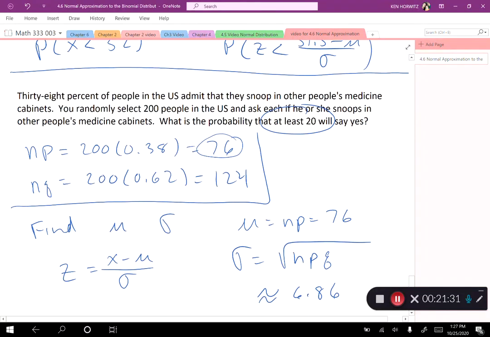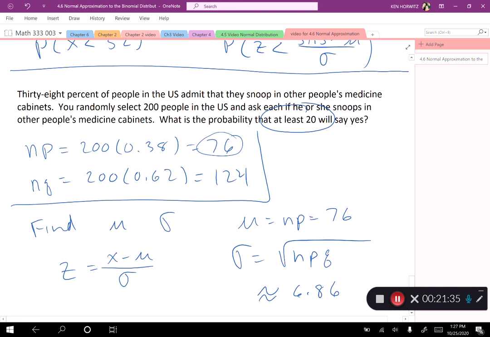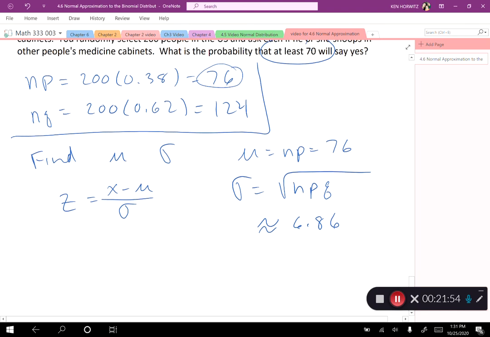All right, so look back at the problem. I wanted to use the number 70 instead of 20. So I took the liberty of changing it. So please change it on your paper. My apologies, but the numbers for me come out a little bit better.